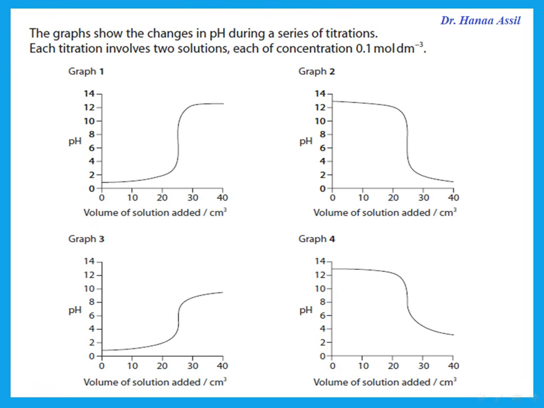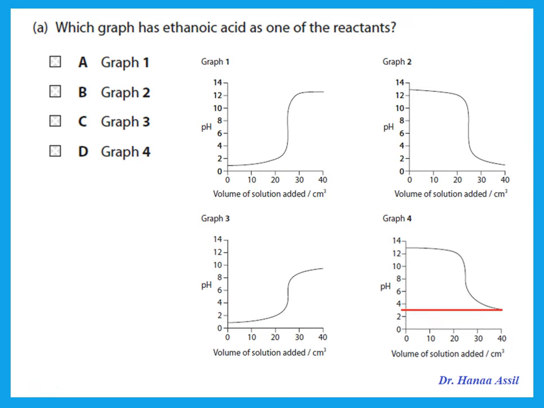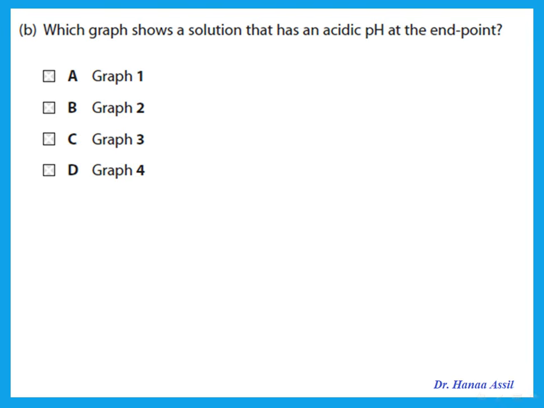The graphs show the changes in pH during a series of titrations, and he's asking which graph has ethanoic acid as one of its reactants. You should know that ethanoic acid has a pH around 4 maybe. So which one has at some point a pH around 4? So graph 4 would be something in which I'm adding ethanoic acid to a flask.